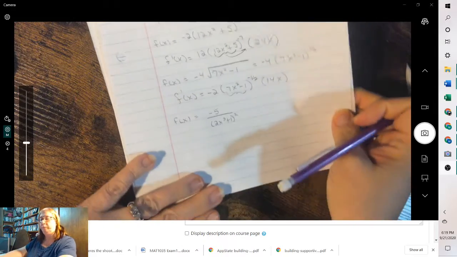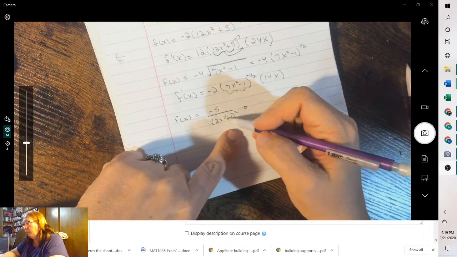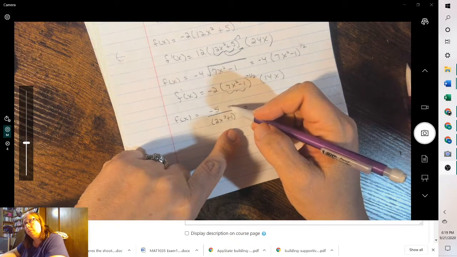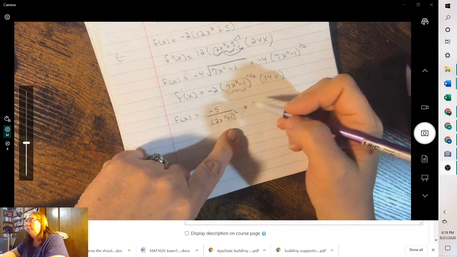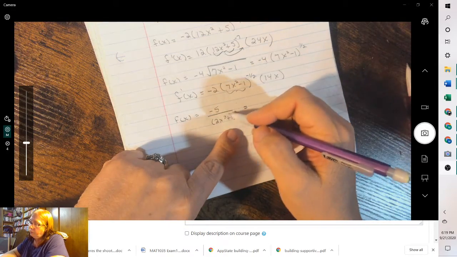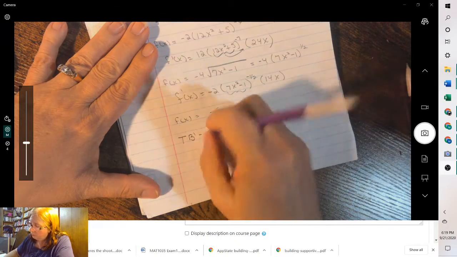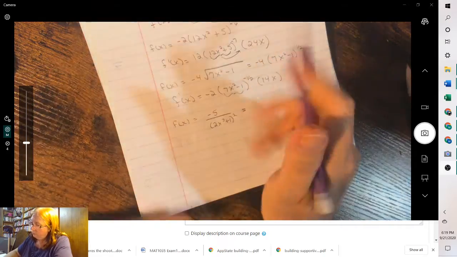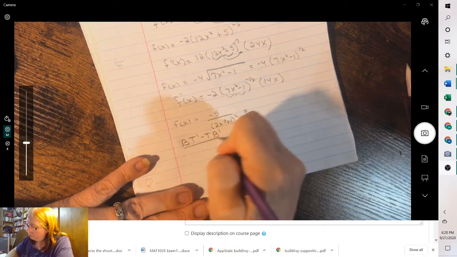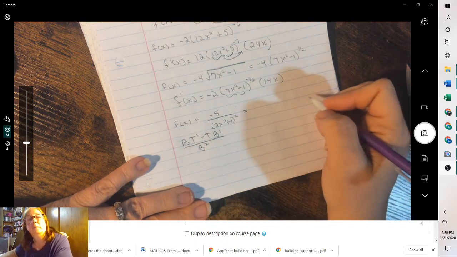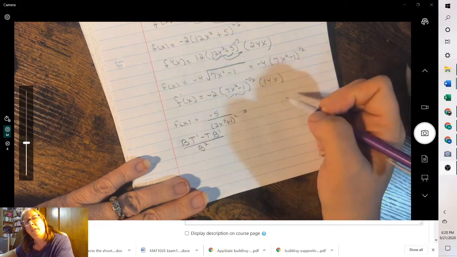Let's try one more. When we have a value in the denominator, we could use the quotient rule: the bottom times the derivative of the top minus the top times the derivative of the bottom. We could use that rule. I'm switching it now. But notice there's only a number on top. We can move this up and use the chain rule.